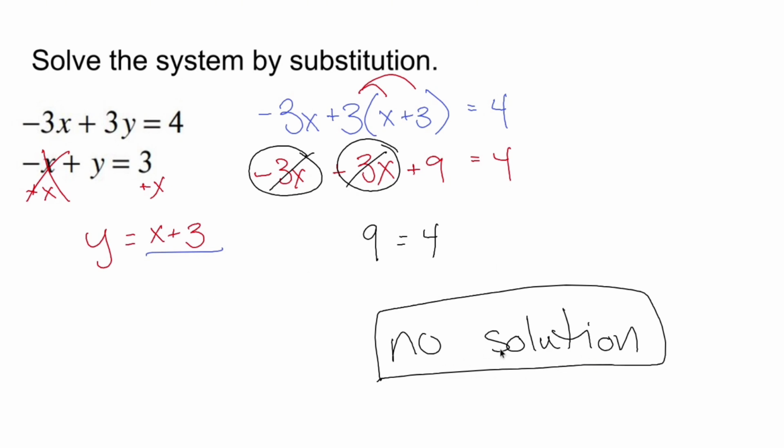This is a special case problem. Now, if we did a problem and it was something like 9 equals 9, that would be the infinitely many solutions part. But since this is 9 equals 4, an incorrect statement, the variables disappeared, I have no solution, I'm done this problem.